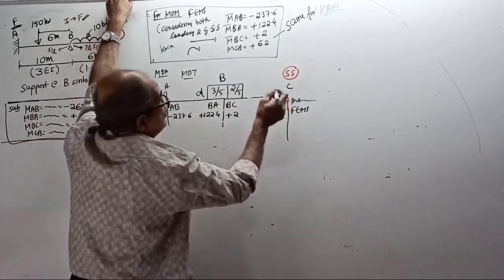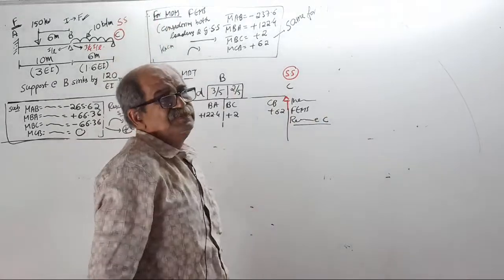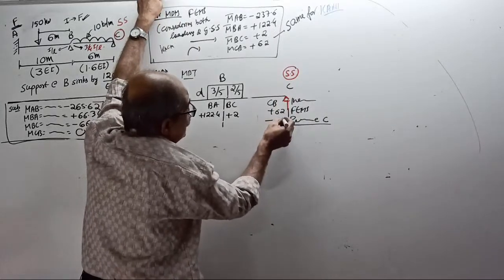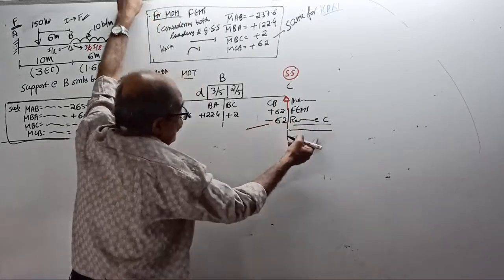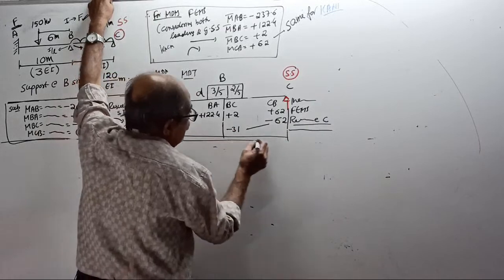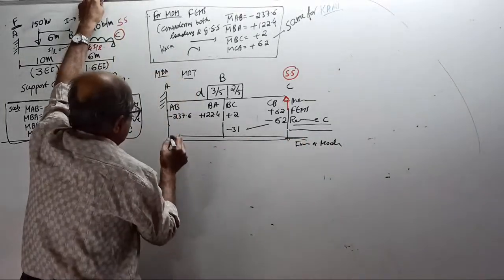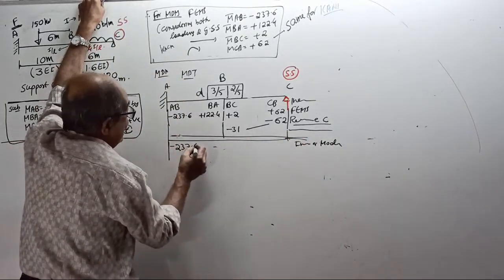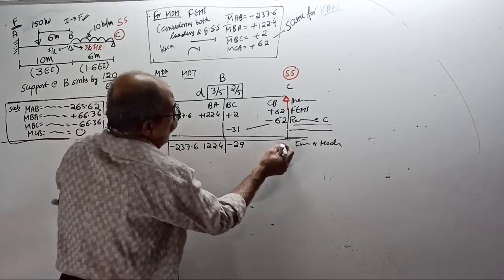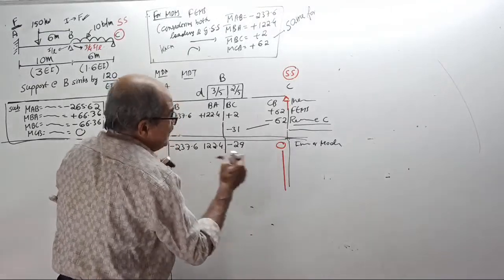First step, simple support, release the moment at C. Now I will not explain, there is a limit for explaining. Fully release, minus 62. Half carry over to far end, minus 31. Therefore, add the value once. These are called initial FPMs or modified FPMs. It will come minus 237.6, plus 122.4, minus 29, and 0. And remember, now this is simple support, no more carryover here. Block.